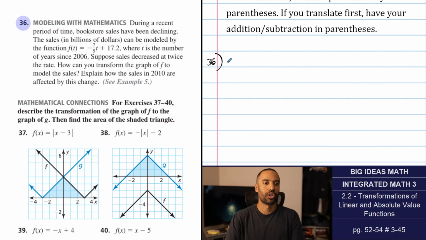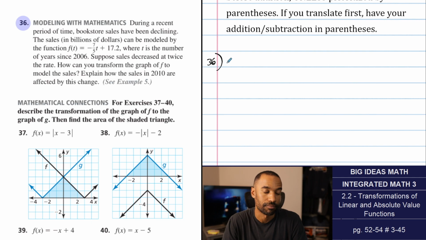Number 36. A lot of words. During a recent period of time, bookstore sales have been declining. The sales in billions of dollars can be modeled by the function f of t equals negative 7/5 t plus 17.2, where t is the number of years since 2006.